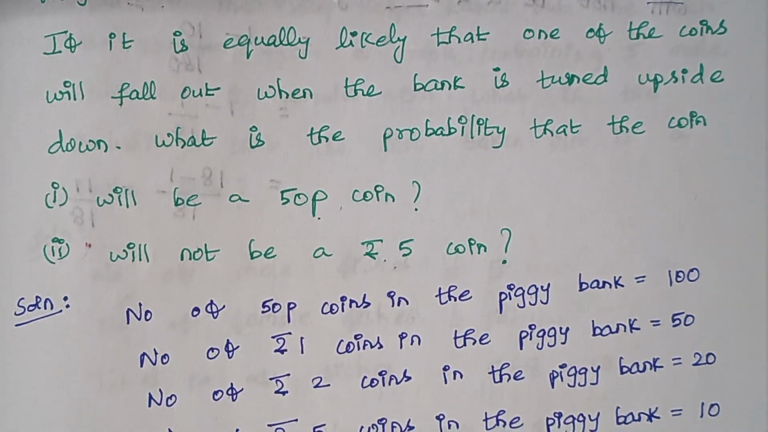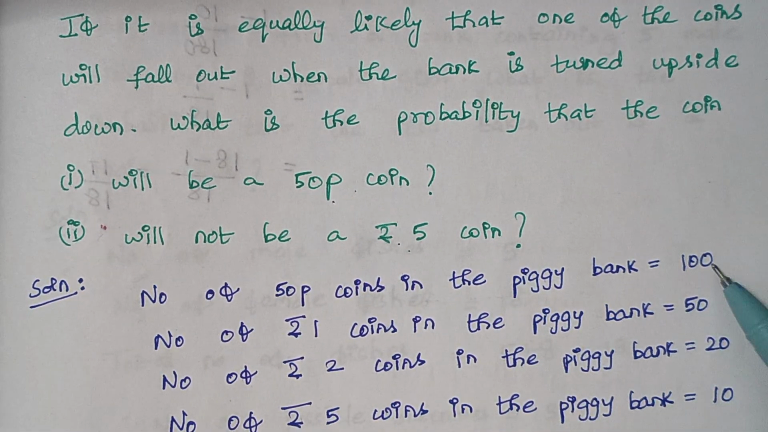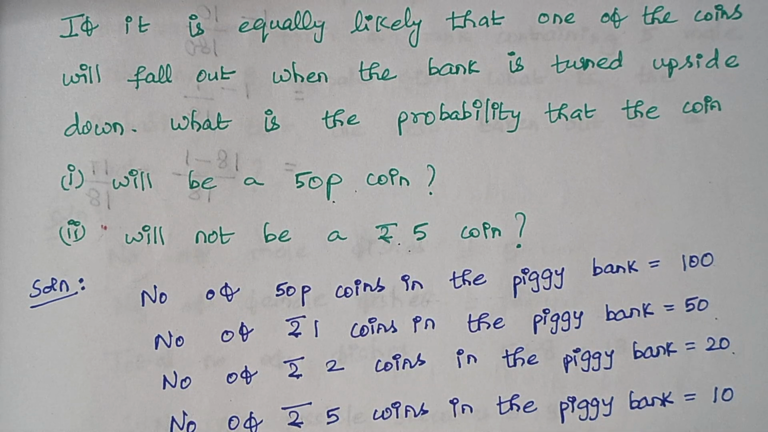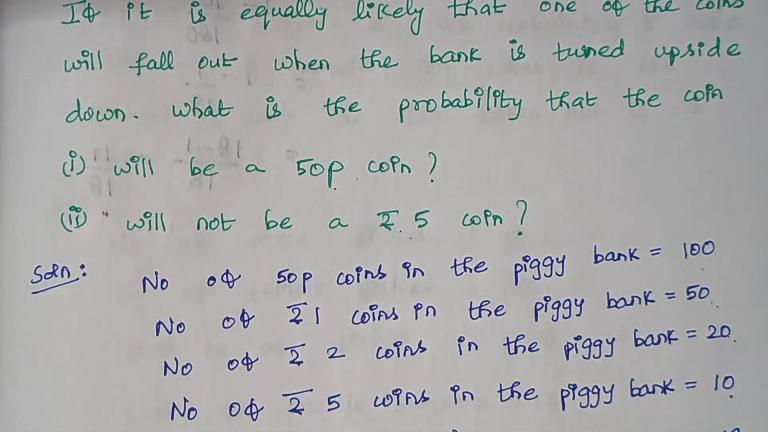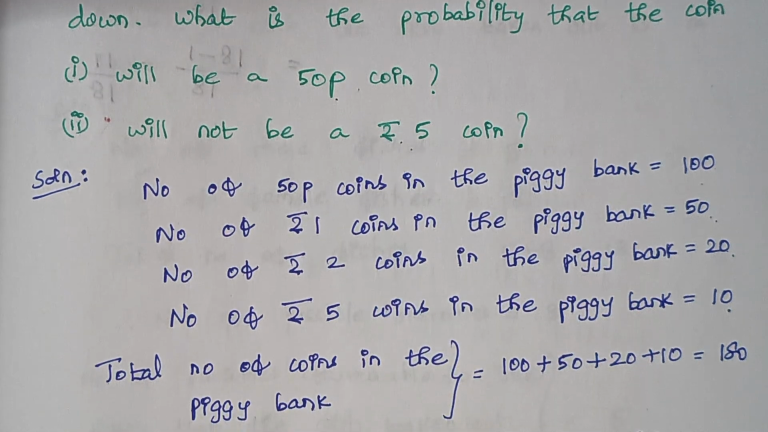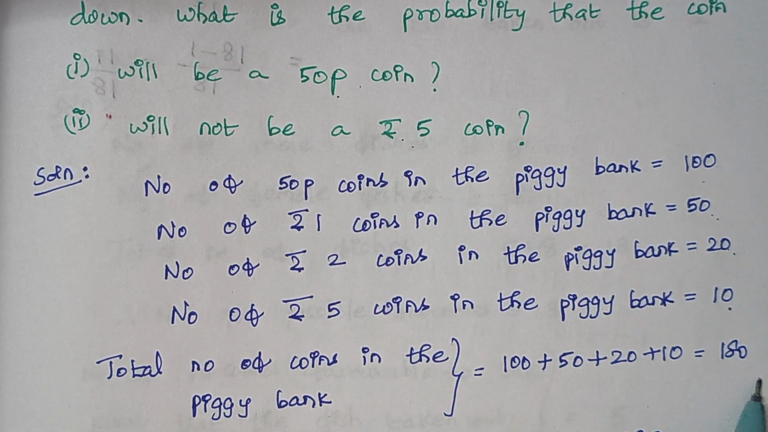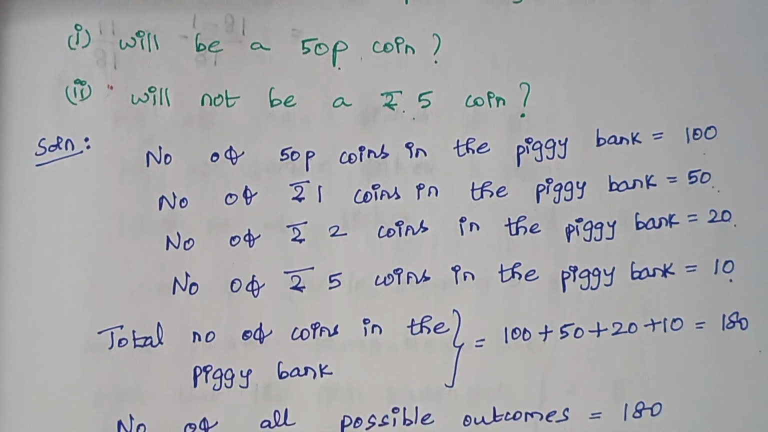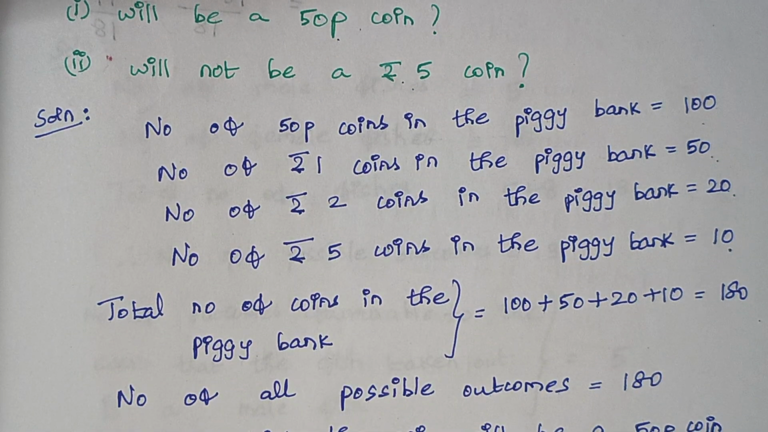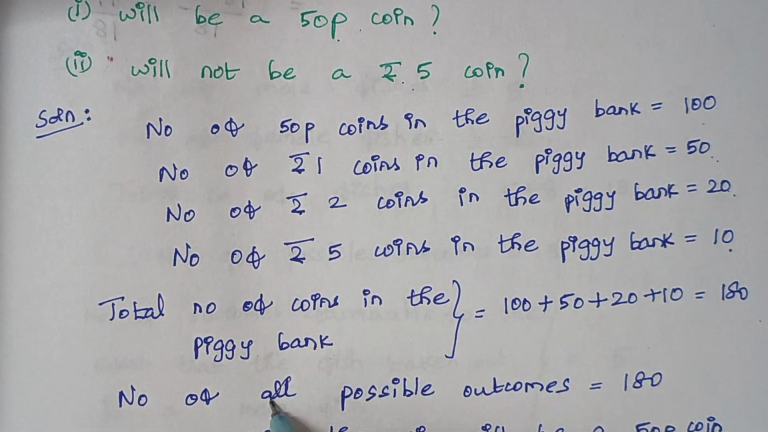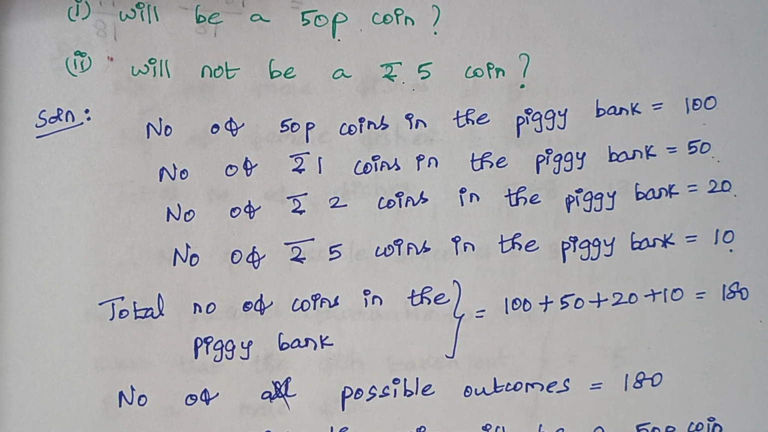Here the total number of 50 paise coins is 100, 1 rupee coins are 50, 2 rupee coins are 20 and 5 rupee coins are 10 in number. So how many coins do we have in total? You have to add these four: 100 plus 50 plus 20 plus 10, which is 180. So the total number of coins in the piggy bank is 180, which means the number of possible outcomes is 180.